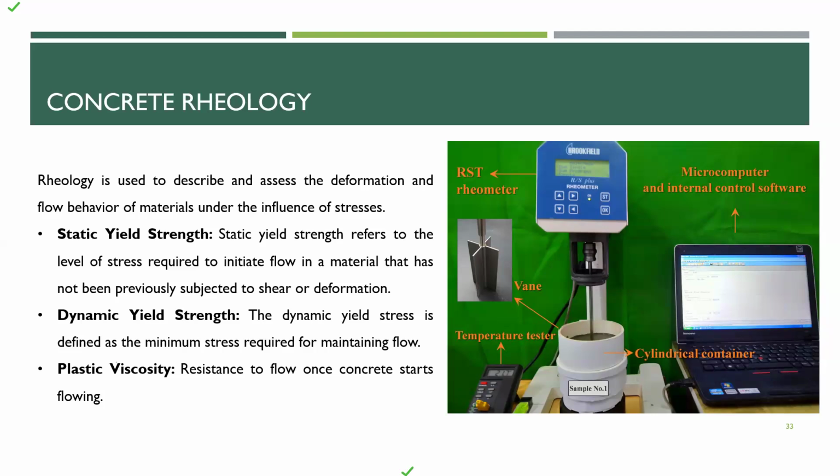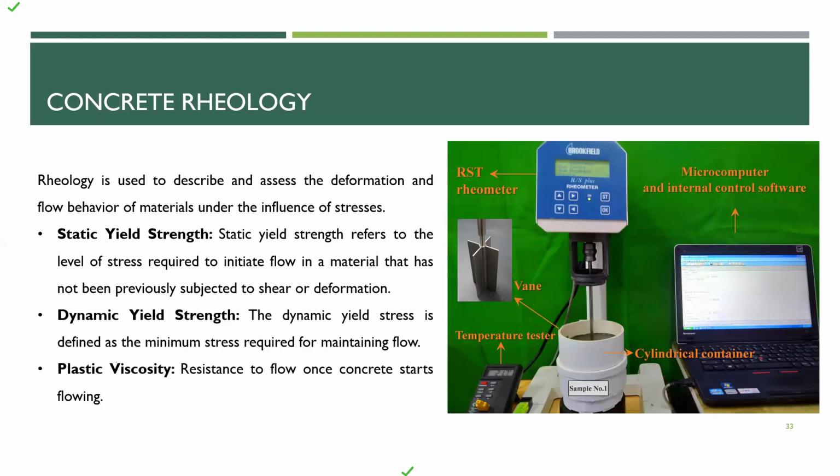And then the last thing is plastic viscosity. It is the resistance to flow once concrete starts flowing. It is most important for buildability. When the concrete starts to flow, after the flow, whether it will retain its viscosity or not. If it is not a good mix and it has segregation or something like that, then obviously the viscosity will reduce after you apply force on it.